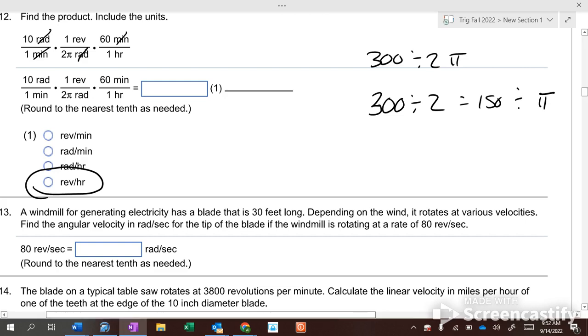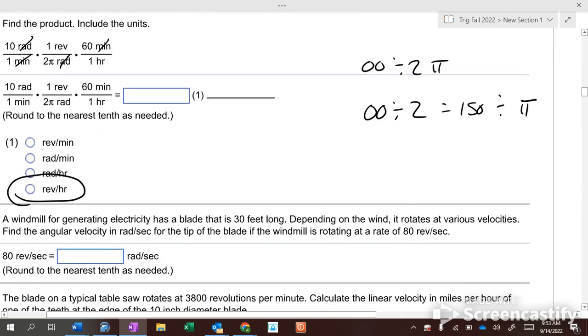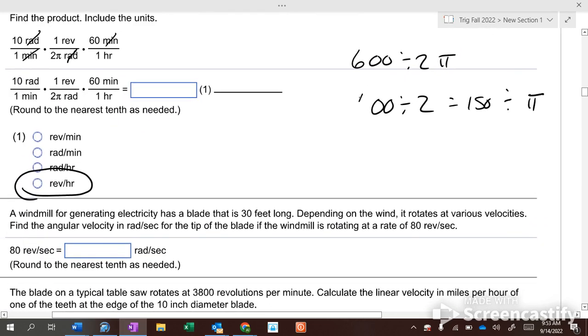Oh, 600 divided by 2 divided by. Yep. Should be 600. I started dividing by 2 way too early. All right. So 600 divided by 2 pi, which is 300 divided by pi. Because you don't want to do this or you'll get 900 and something. But the answer is really 90 something. 95.5.